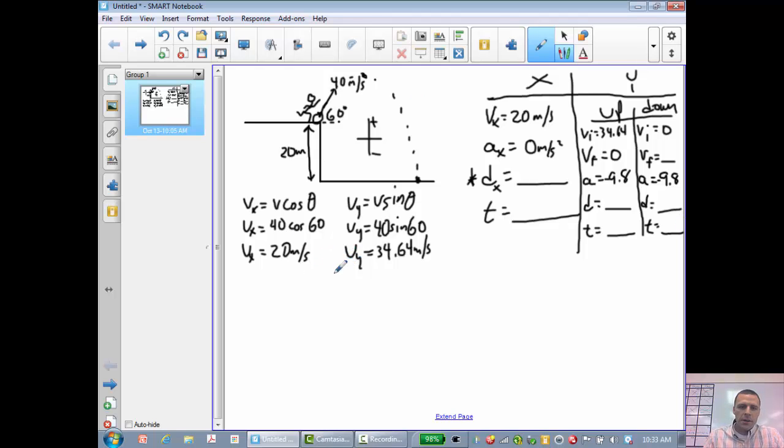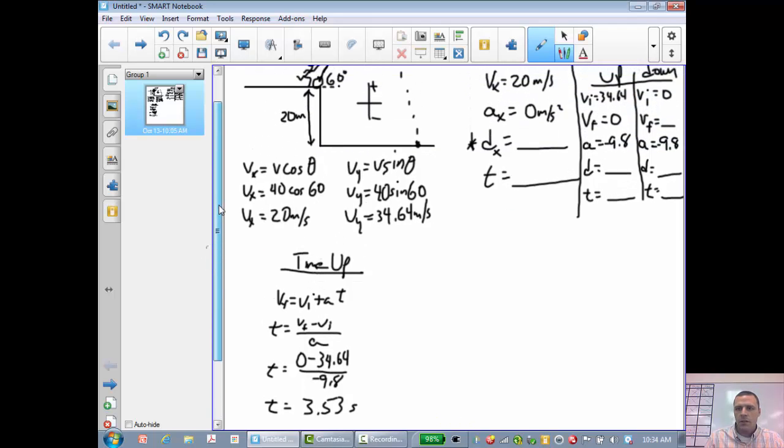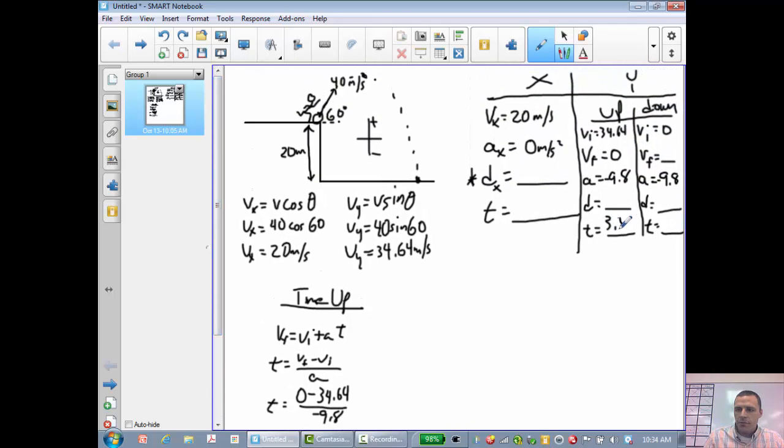So over here, we're going to start by finding the time. The time is the key to these problems, so I'm going to find the time up first. If I look at everything that I have, if I use the equation Vf equals Vi plus A times T, T equals Vf minus Vi divided by A, time equals 0 minus 34.64 divided by negative 9.8. If you do that calculation out, you end up getting 3.53 seconds. We'll plug that in here, 3.53 seconds.